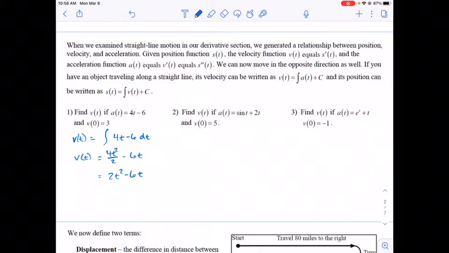So what we're going to do now is we want to solve for c. Now this would be plus c here. Well, we know v of 0 is going to be 3. So if we plug 0 in here, we get 3 is equal to 2 times 0 squared minus 6 times 0 plus c. Well, these cancel, leaving us that c is equal to 3. So therefore, we have our velocity function as 2t squared minus 6t plus 3.